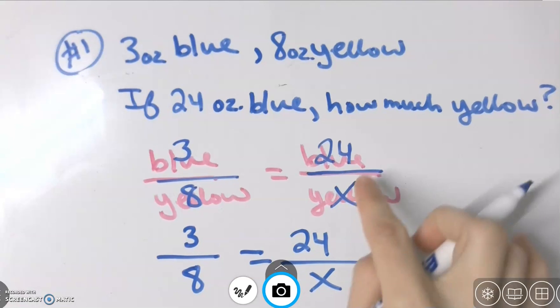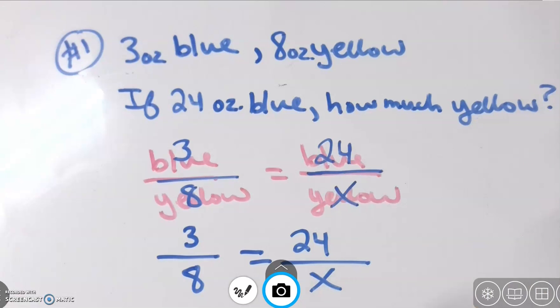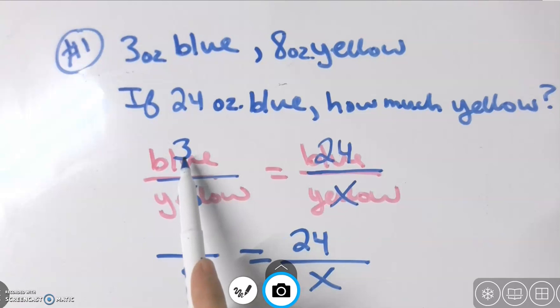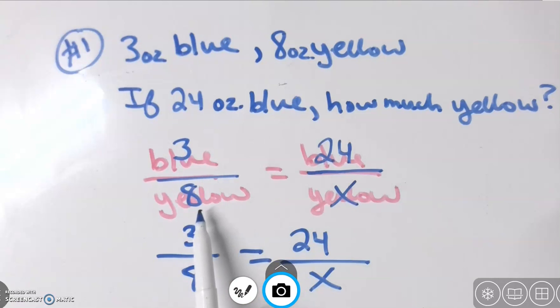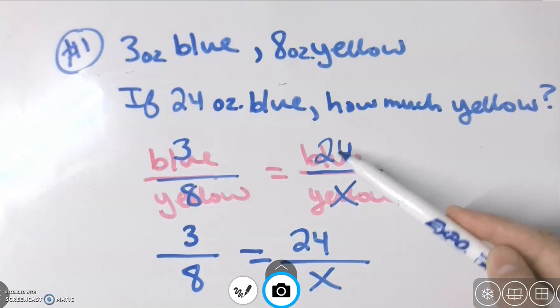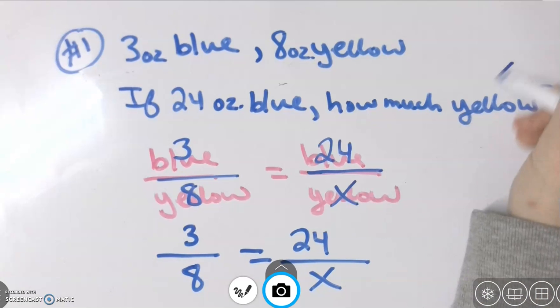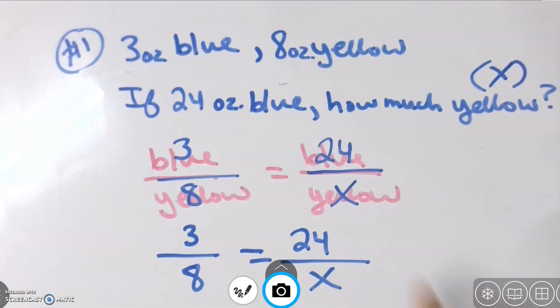This is where kids get messed up. You guys end up reversing these and you get the wrong answers. So you want to label and make sure you fill in appropriately. 3 ounces of blue, so 3 on top, 8 yellow, 8 on the bottom, equals 24 blue, 24 on top. How much x? That's my unknown. So how much yellow? That's my x. That's going to go on the bottom.